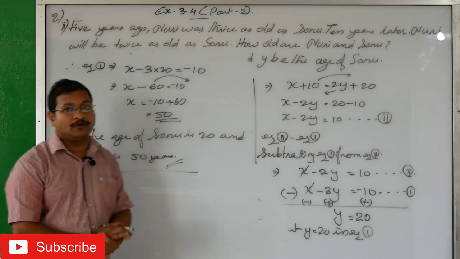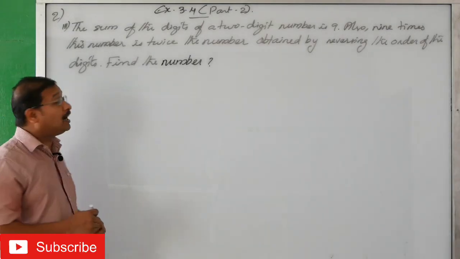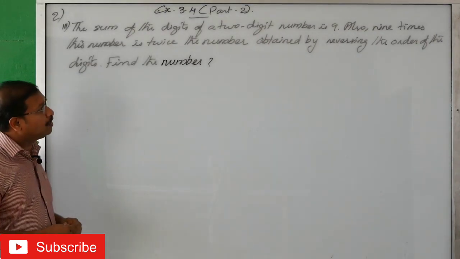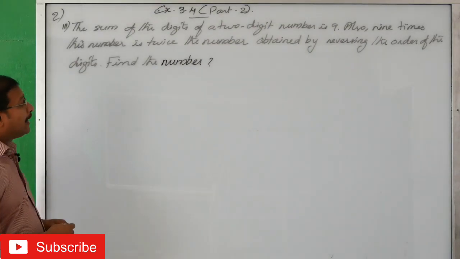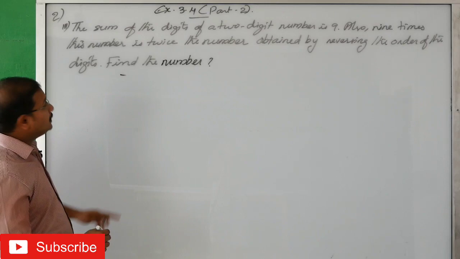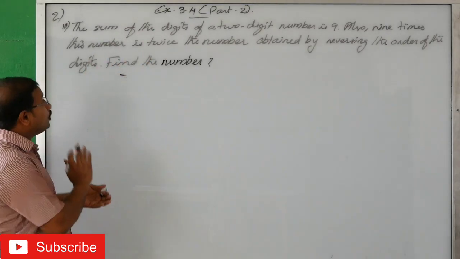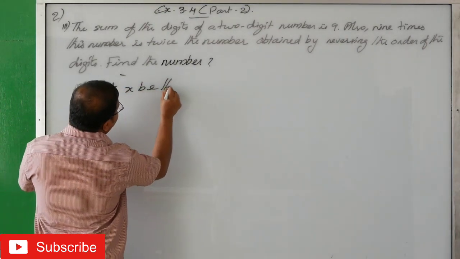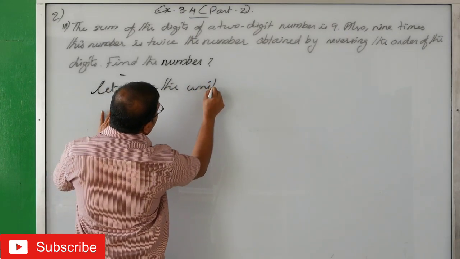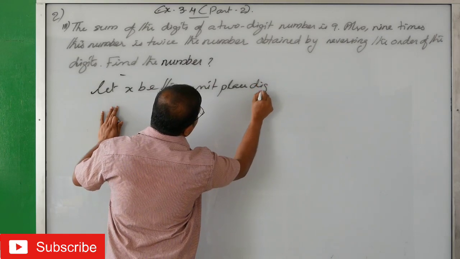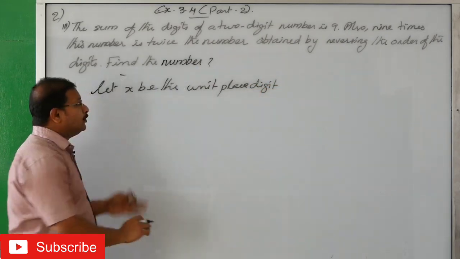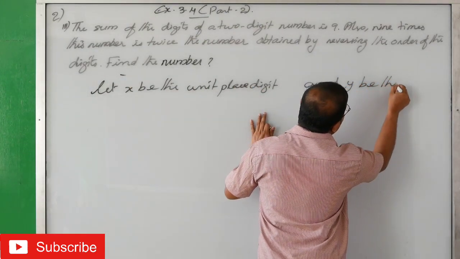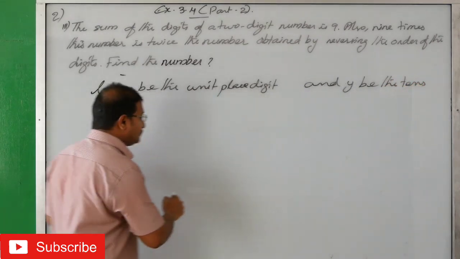Ready? Let's go to the next question. Let's see question number 3. I'll read the question once. The sum of the digits of a 2-digit number is 9. Also 9 times this number is twice the number obtained by reversing the order of the digit. Find the number. Ready? So let's start the work. First, sum of the digits of a 2-digit number. Ready? That means first we'll write let x be the unit place digit and y be the tens place digit.